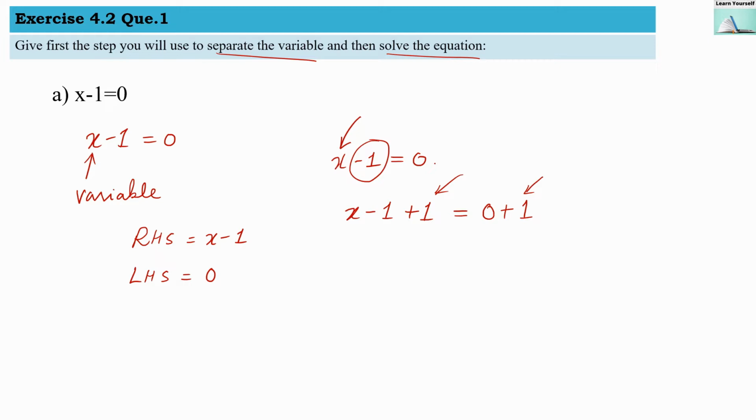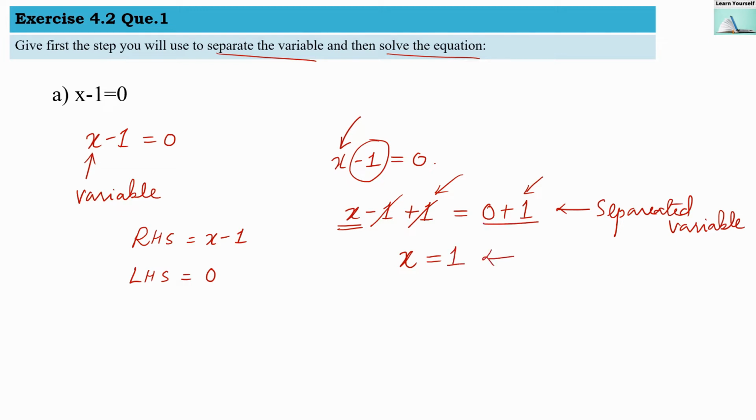So minus 1 and plus 1 will get cancelled out, and here our x is alone. So we have separated this x. So this is the first step where we have separated our variable. And in next step, when we will solve it, both of the numbers will get cancelled out and we will get x equals to 0 plus 1 equals to 1.